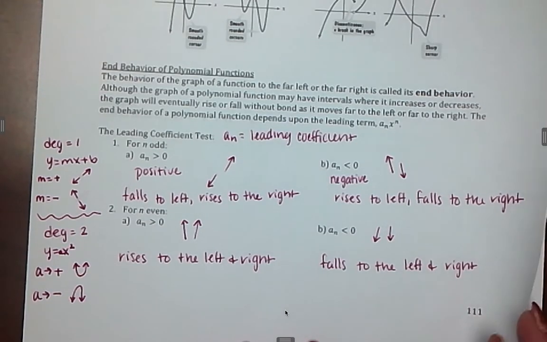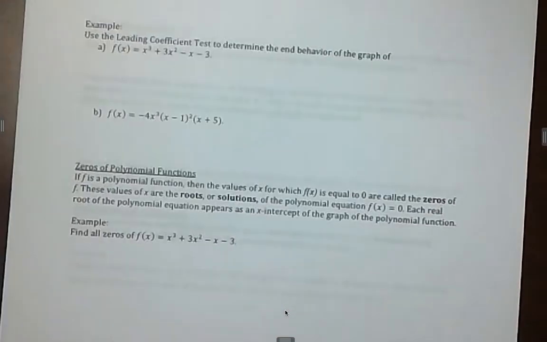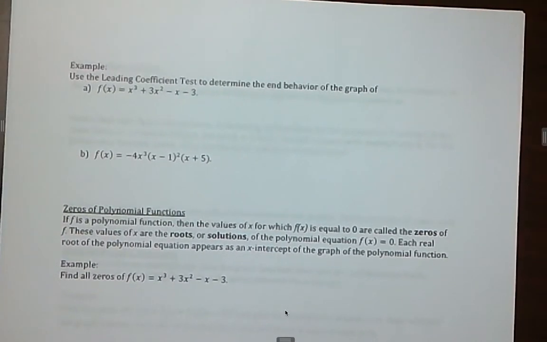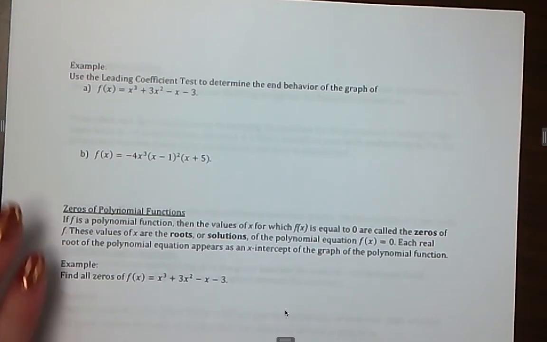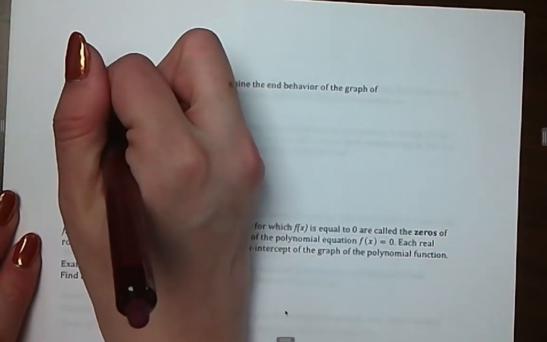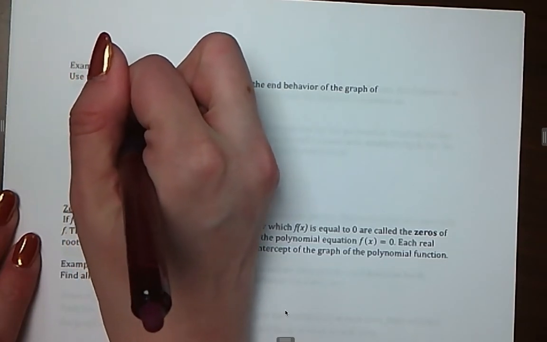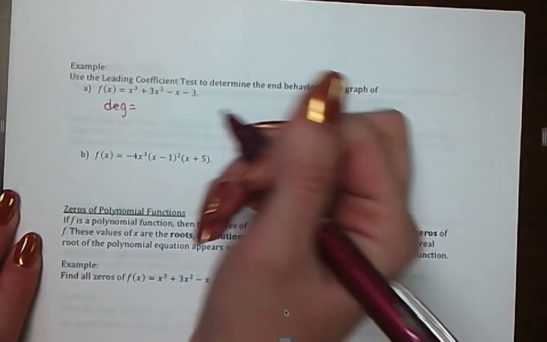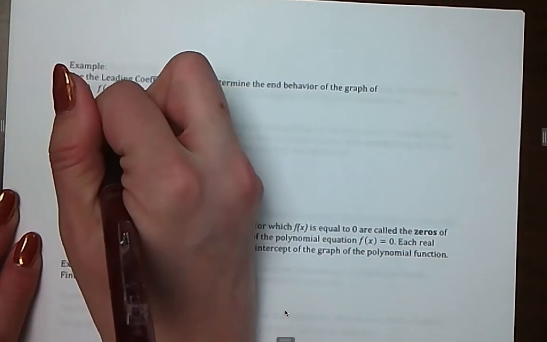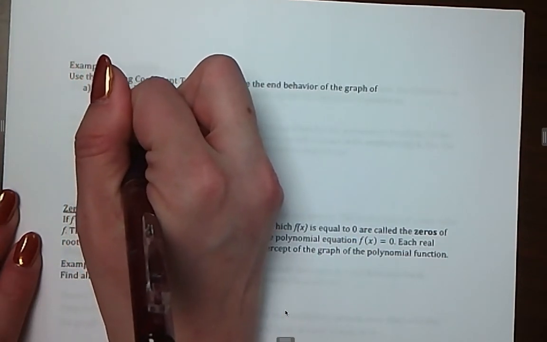All right. Next page. So applying that to a polynomial. Use the leading coefficient test to determine the end behavior of the graph of these two functions. Our first one, f of x equals x cubed plus 3x squared minus x minus 3. So we have two things we want to look for. The degree, and I'm going to just say, what's here? And our leading coefficient. I'll write it out.